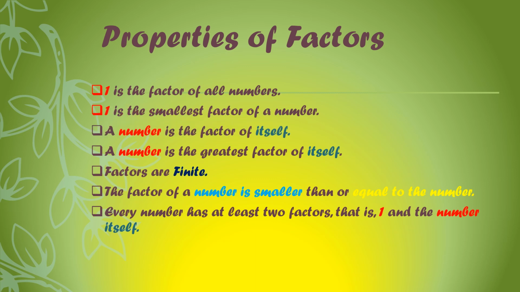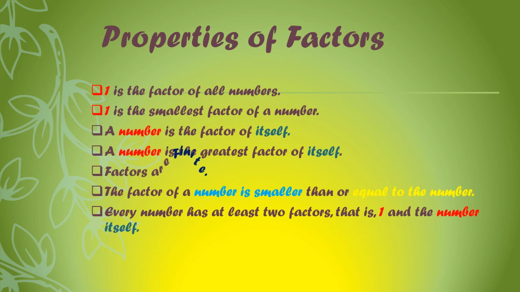For example, number 25. If we divide 25 by itself, we'll get remainder as 0. So, a number is a factor of itself. A number is the greatest factor of itself. It means there is no other greater number than the number itself which divides it completely. For example, 25. There is no other greater number than 25 which divides it completely.